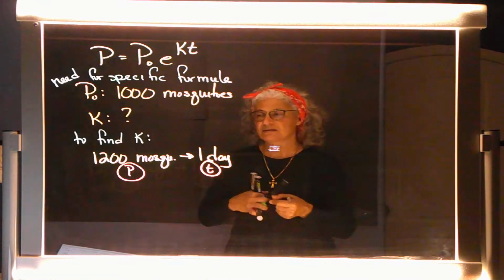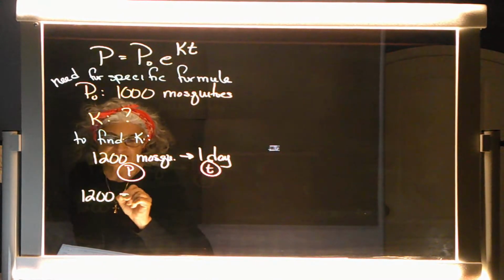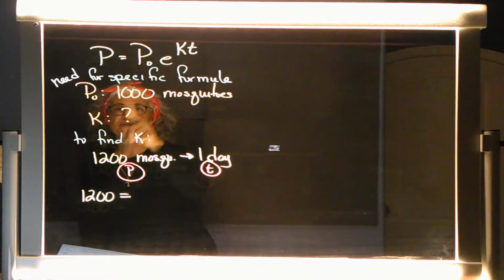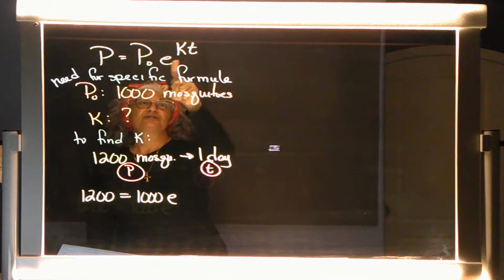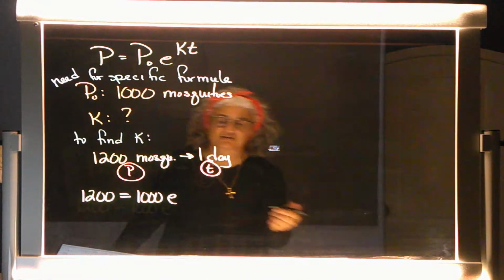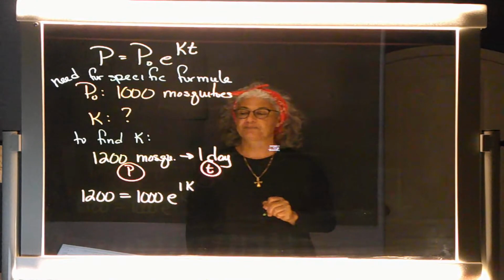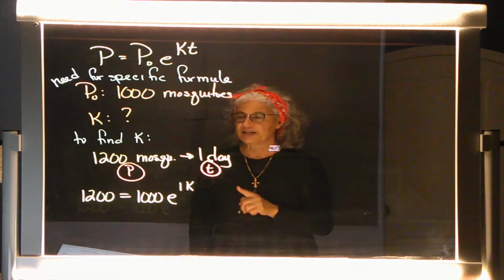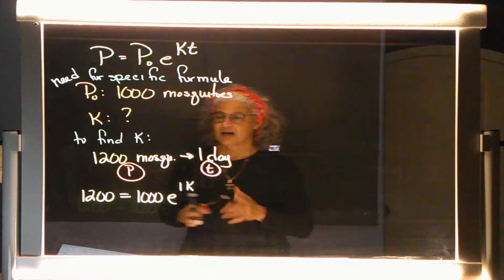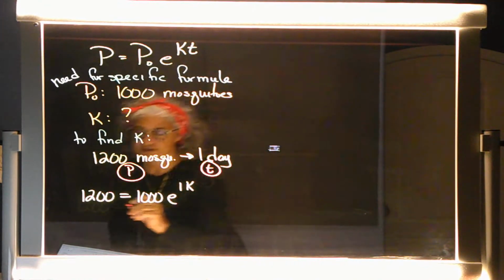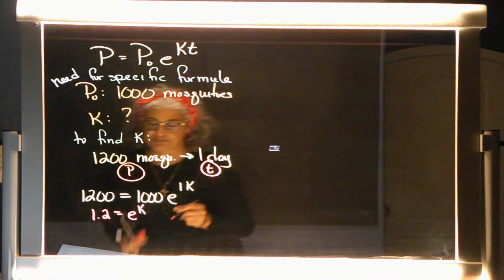Which means I can start writing 1,200 equals P sub 0, which we already know is 1,000, times E to the K, which is what I'm looking for, times T, which is 1. So it looks like 1K. Cool? All right, now it's time to start solving. So, nothing more than algebra. I'm going to divide both sides by the 1,000, so I end up with 1.2 equals E to the K.